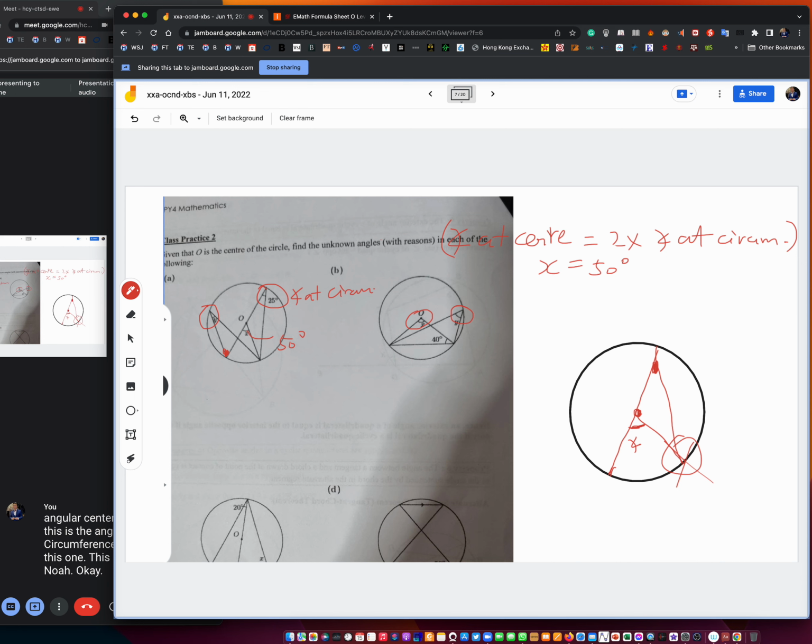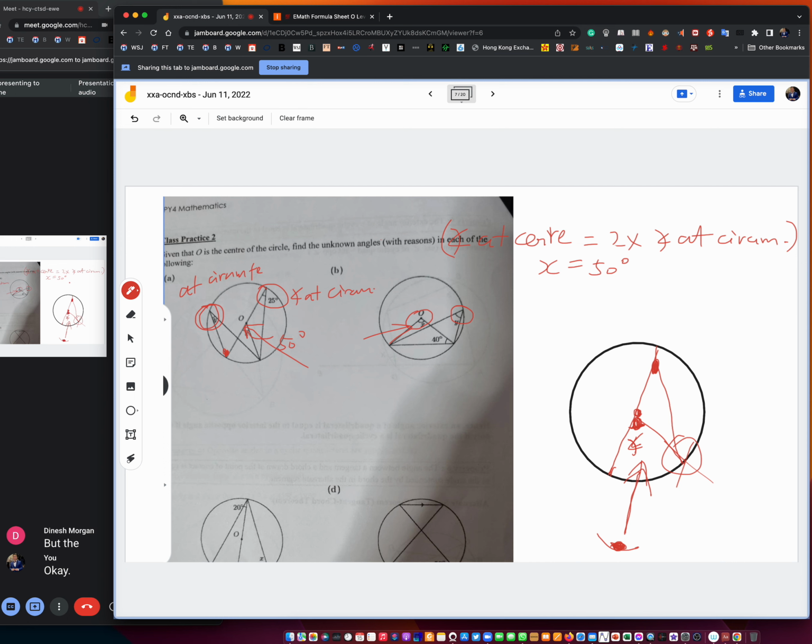So you try to look from this perspective. Imagine this is your eyes. You try to look at it from this perspective. If this is the center, this is the angle at the center, then this one will be the angle at the circumference. So basically, angle at center is always 2 times the angle at circumference.